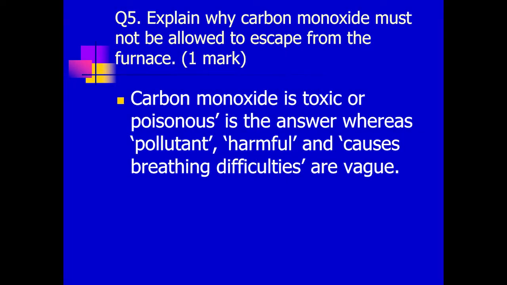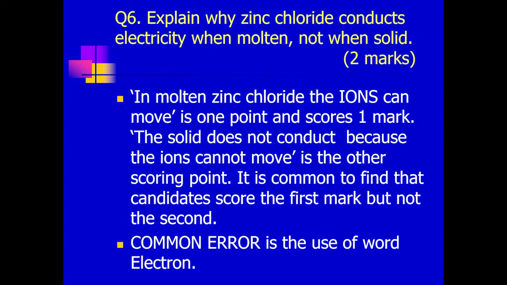The next question: explain why carbon monoxide must not be allowed to escape from the furnace in the blast furnace, in the extraction of iron using hematite ore. The answer is that carbon monoxide is toxic or poisonous, whereas pollutant, harmful, and causing breathing difficulties are vague answers. So you have to specify that carbon monoxide is toxic or poisonous.